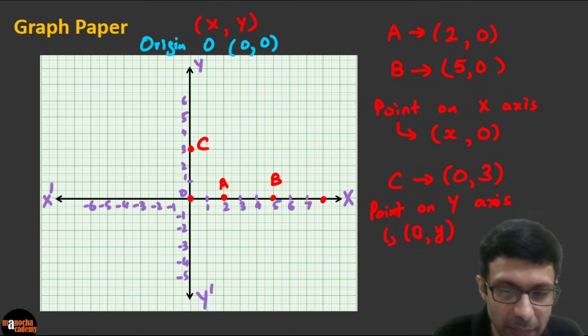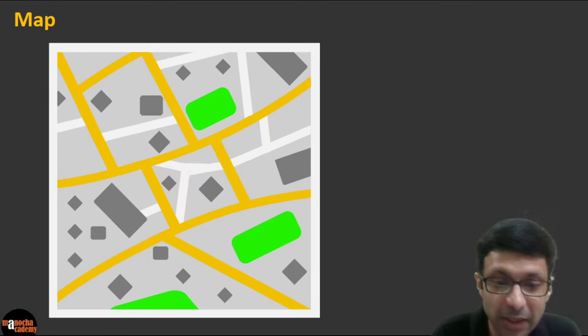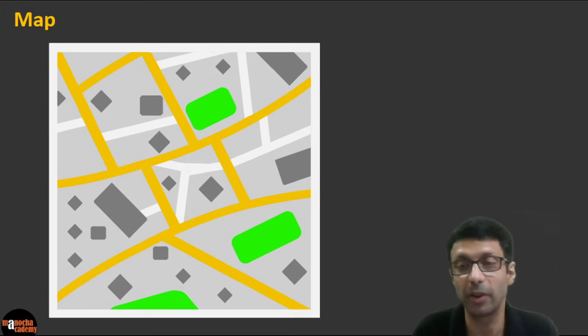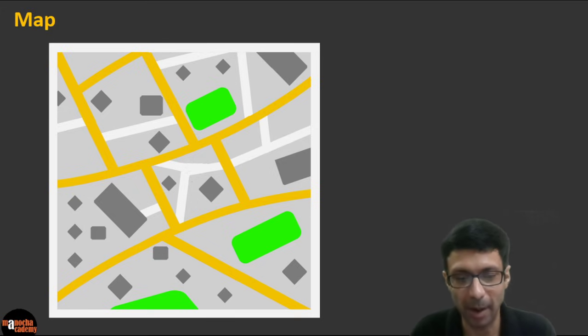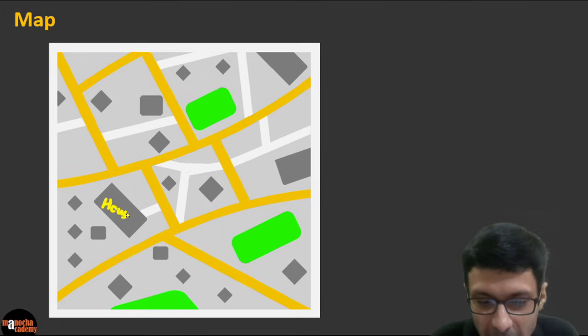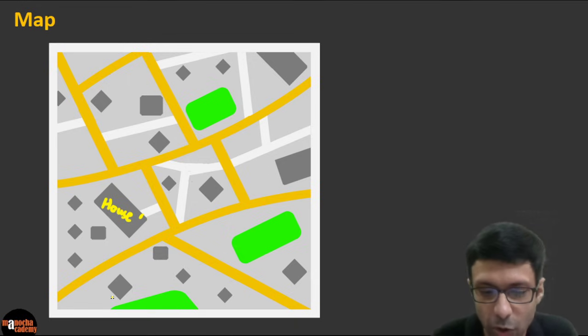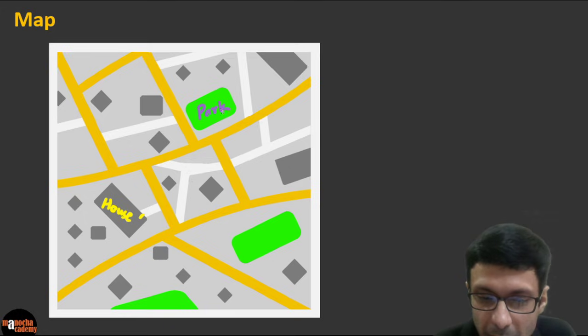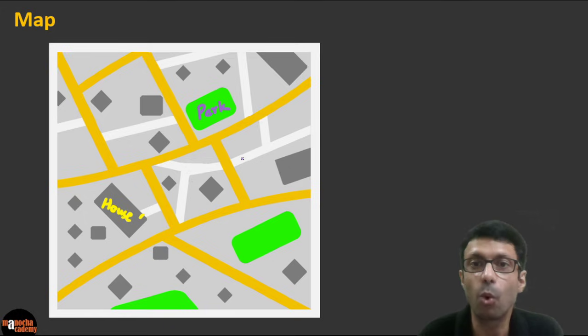Excellent guys. Now let me discuss a practical application of coordinate geometry. Coordinates can be used in a map. So let's say here's your house, and let's say this is the door of your house, the entrance. And let's say we have this park here. So how do we give the coordinates of the park with respect to your home?